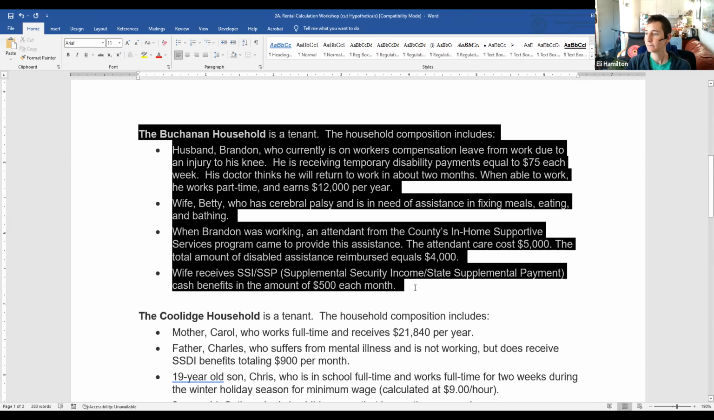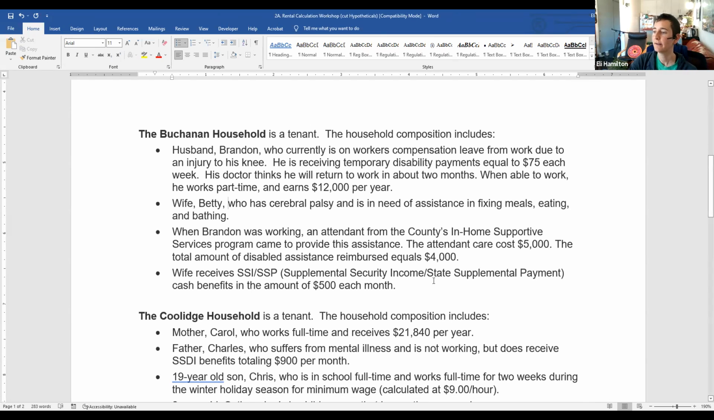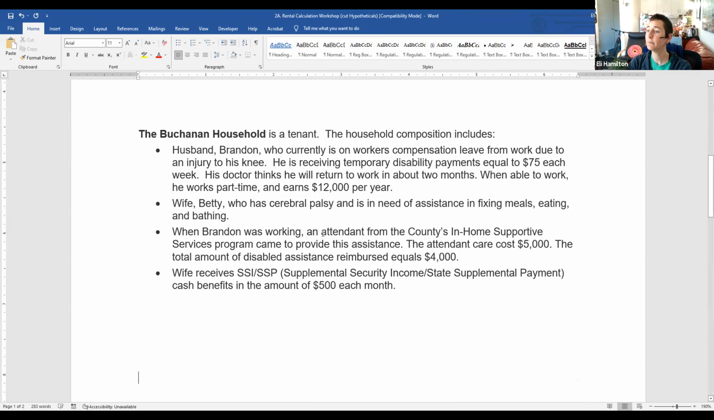So the Buchanan household, right? This is a slightly more complicated household in that there are just more people in it. We have several individuals. We have Brandon and we have Betty. What we know about Brandon, he's receiving income from workers' compensation leave due to an injury in his knee. He's also receiving temporary disability payments. And his doctor thinks he's going to be able to return to work in about 2 months. When he is able to work, his work is part-time and he earns about $12,000 a year.